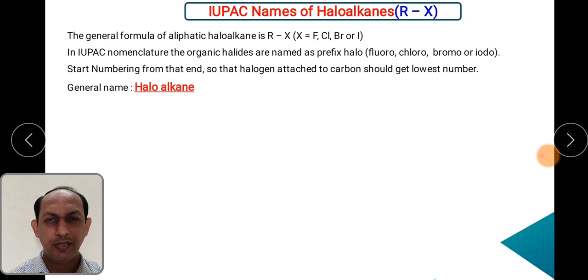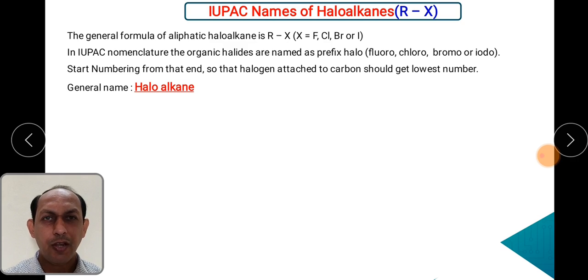Haloalkanes. So basically these are the compounds which are considered as the derivatives of alkanes. Derivative means these are the compounds which are obtained or prepared from hydrocarbons such as alkanes by replacing one of the hydrogens by a halogen group. This halogen group may be, let us say, fluorine, chlorine, bromine or iodine. So they have the general formula RX, where R is the alkyl group and X may be the halogen such as fluorine, chlorine, bromine or iodine.